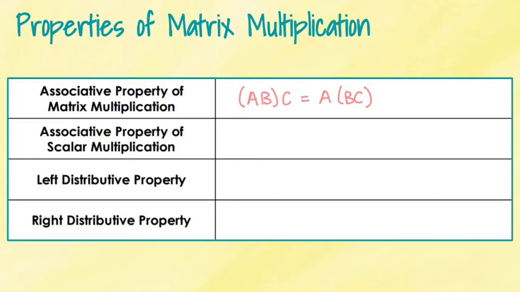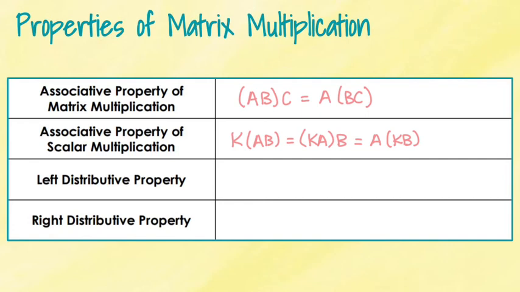The associative property of scalar multiplication says that K times AB, so K would be your scalar, is the same as K times A times B, or also A times K times B. So you can have the scalar after you multiply the matrices together, or you can multiply the scalar by either of the matrices before you multiply it with the other one. Notice that A and B stay in the same order every time. The K is free to move around, the scalar can move around, but A and B have to stay in the same order left to right.